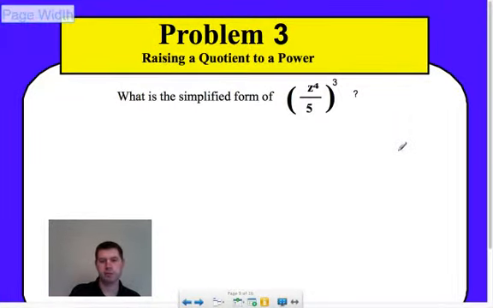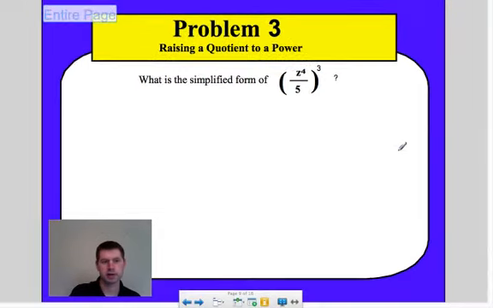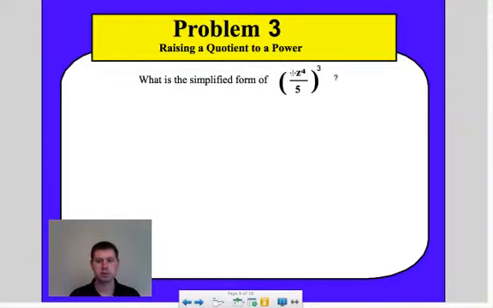Okay, so we'll look at problem 3, and we're going to use a lot of our different components here. So we have a power to a power, and then a quotient, and it's to a power. Okay, so what we have to do is we're going to take that z to the 4th, and it's also going to get the cubed, and then we're going to take the 5, and it's also going to get the cubed. Okay, and I'll put that in parentheses as well.